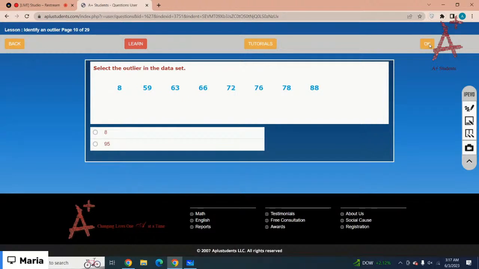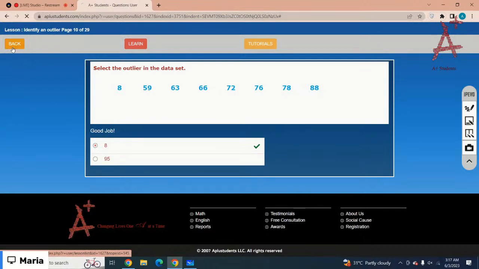Okay, select the outlier in the data set. So which is the correct option? Yes, 8 is the outlier. Okay, you can complete the test by yourself later today. Let me just move on to next lesson.